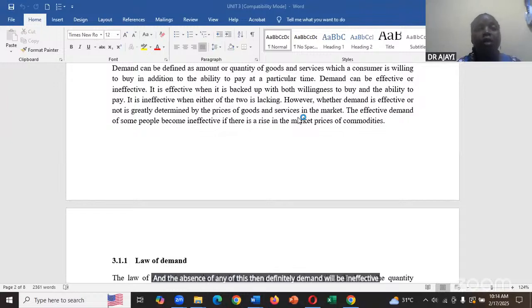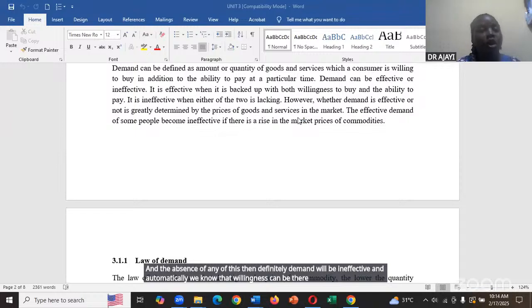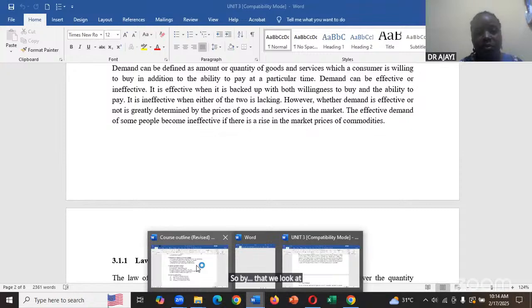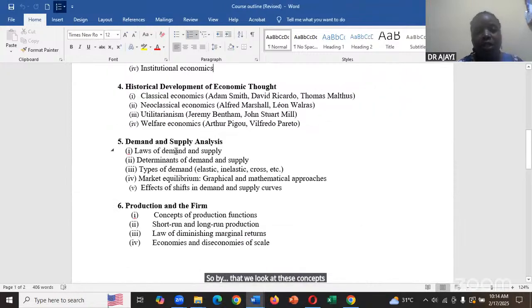And automatically we know that willingness can be there, but obviously once there is no ability, definitely it can't be effective. So the absence of ability automatically makes it ineffective. So by that, we look at this concept when we are looking at the laws of demand and laws of supply.